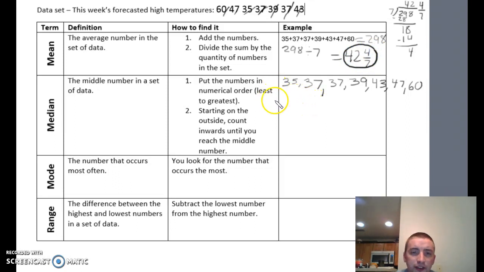All right, then to find the median, we're looking for the middle number. So we're going to start on the outside, and we're just going to cross off the numbers as we go. And then we get to our middle number, and we realize that our middle number is 39.